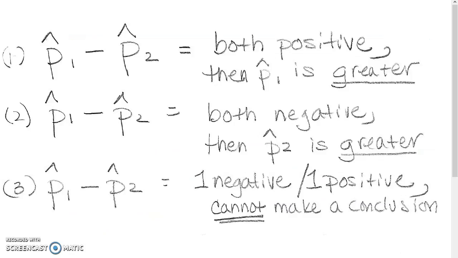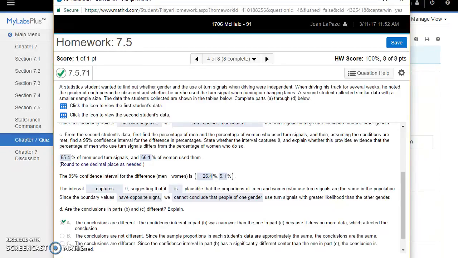And I'm going to bring up something that Dr. McHale usually provides in her class notes, and this is how you can determine how to answer those questions. For proportion 1 minus proportion 2, if both are negative, then proportion 2 is more significant. If both are positive, then proportion 1 is more significant. And if one is negative and one is positive, you can't make a conclusion about that. So I hope that helps.